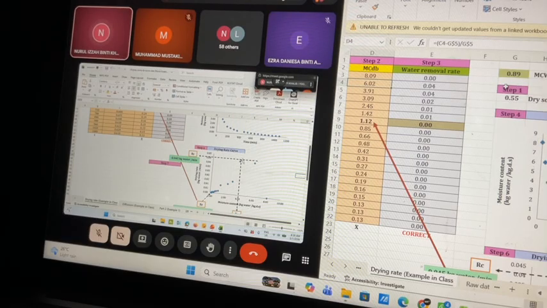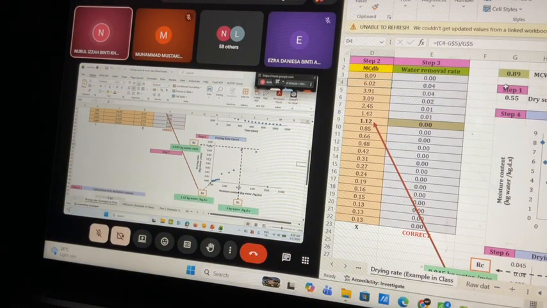So this one is the constant rate. You want to know the drying rate removal at the constant period, so you can get the answer 0.045 from the graph. You can see that the drying rate at the constant stage is 0.045 kilogram water per minute. So this is the first answer.